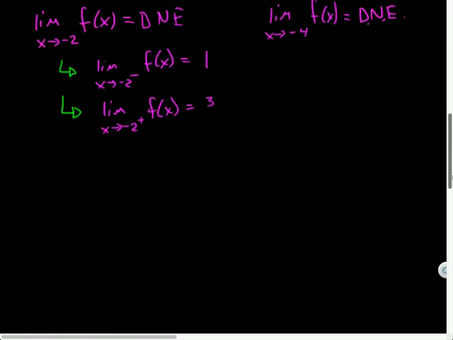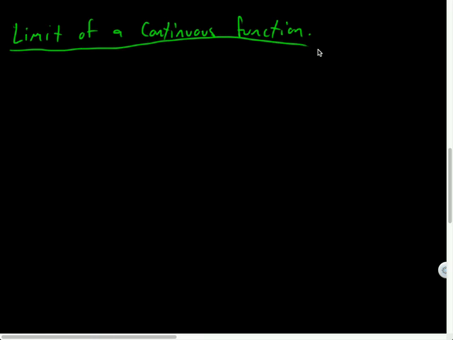Now it turns out, what do you think happens if I have the limit of a continuous function? So if I have a continuous function, the limit as x approaches a of f of x, what do you think that would equal? A. Or f of a, right?